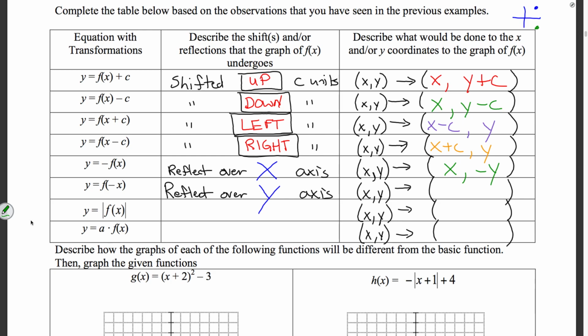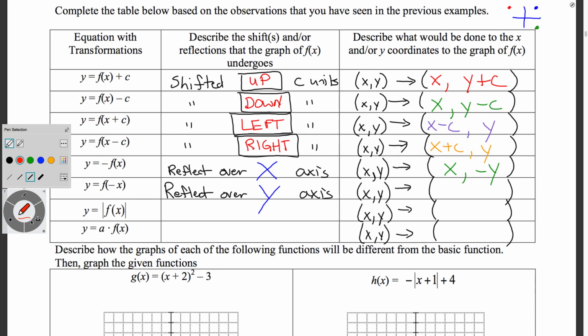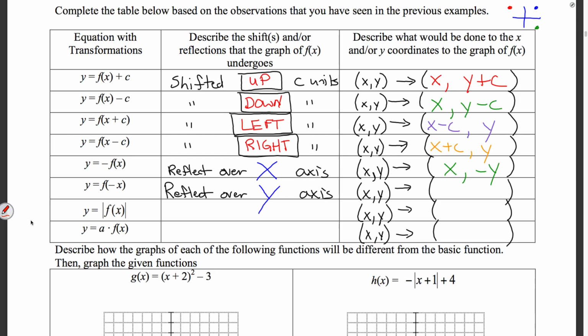And another way around for the next one. What would happen if instead of flipping it over the x-axis, we flip it over the y-axis and it ends up here? Does the y value change? Does the x value change? It's negative x, y. So the y value stays the same. Yes. And the x value flips negative. Yes. Good.